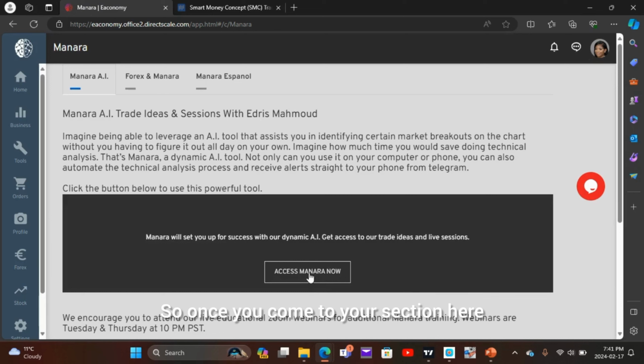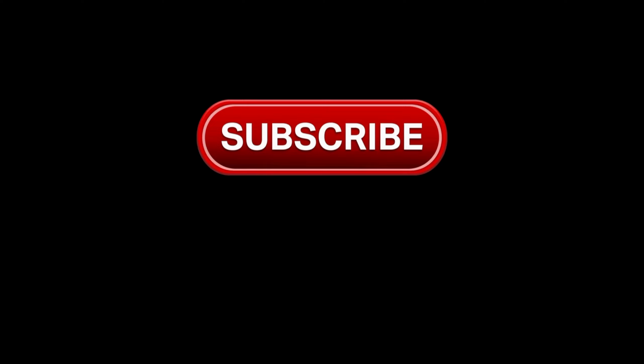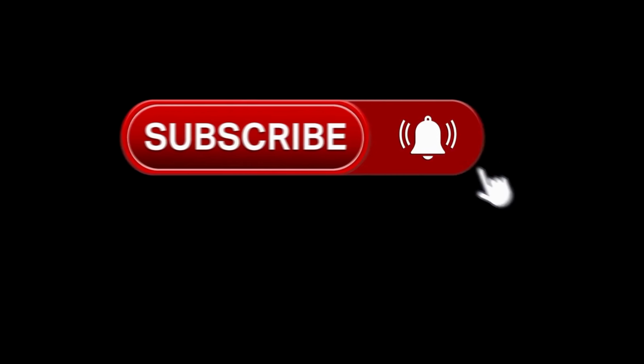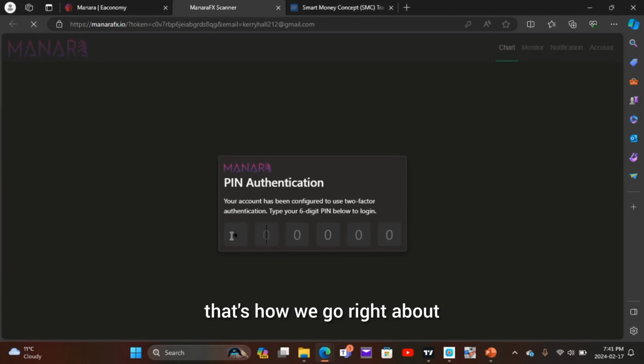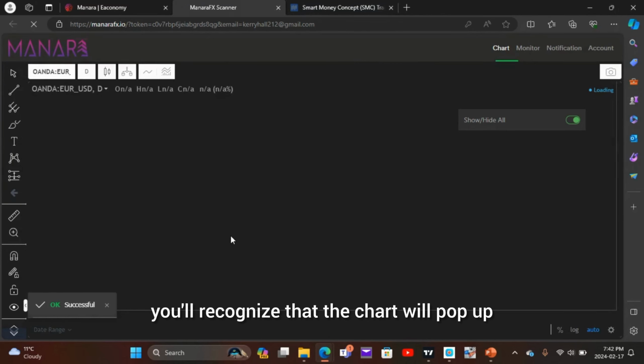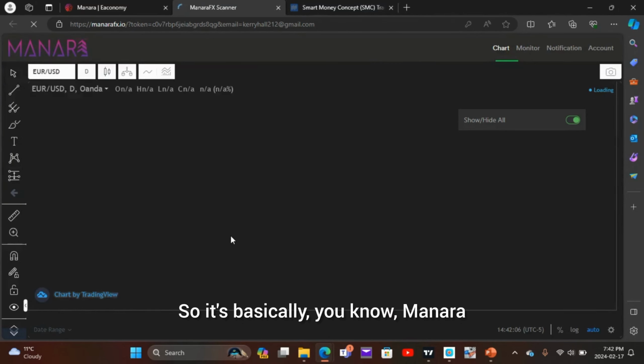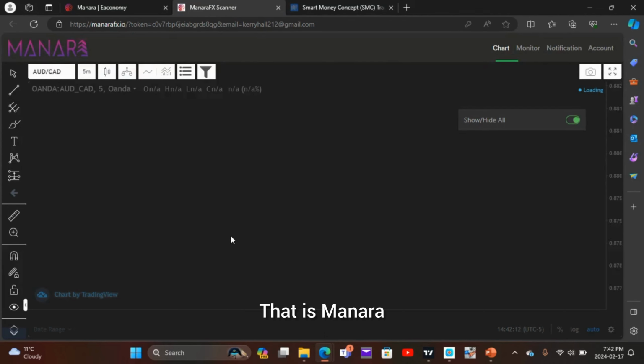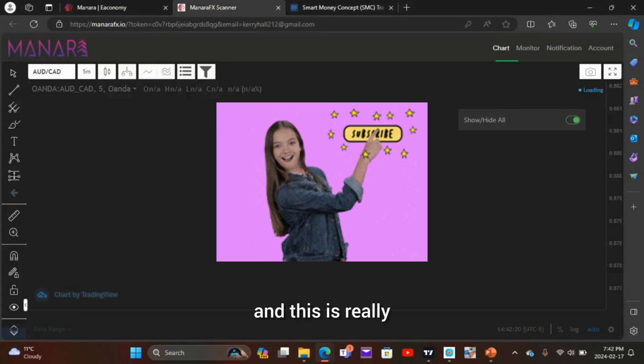Once you come to your section here where you're able to access the software, you'll click on Access Manara. That's how we go about entering our PIN authentication. And then from there, you'll recognize that the chart will pop up, right? So it's basically Manara. That is Manara. As soon as it opens, the chart will load properly.